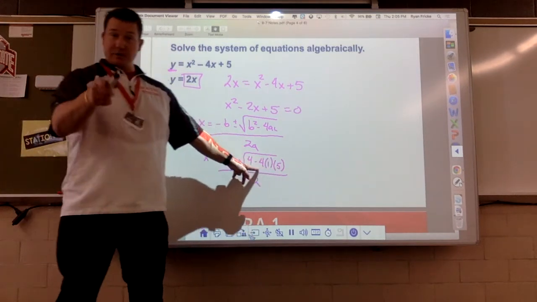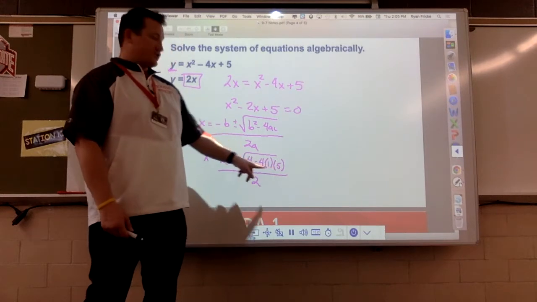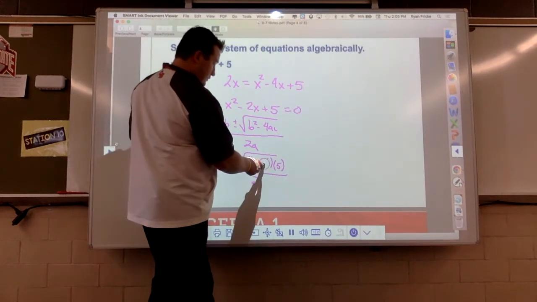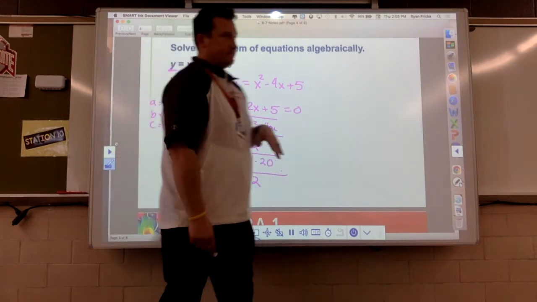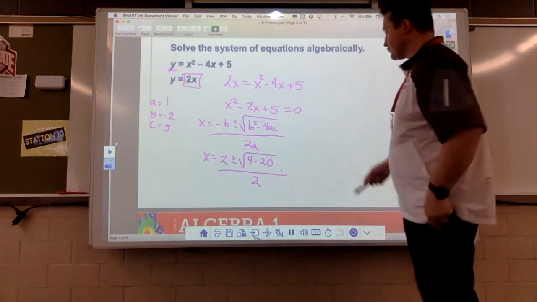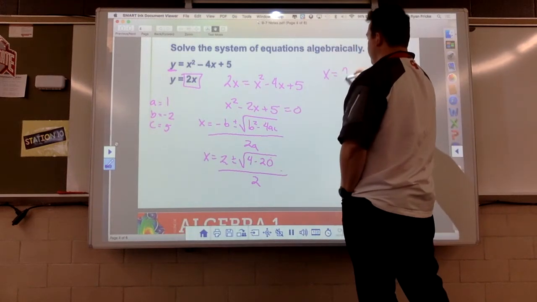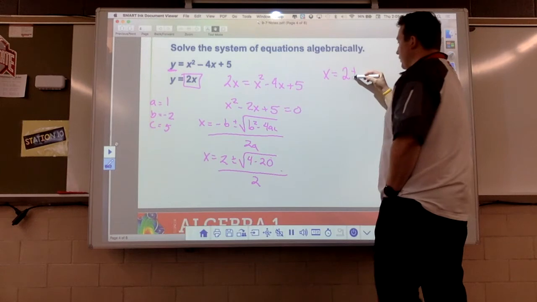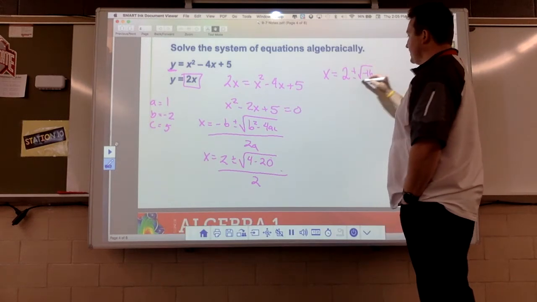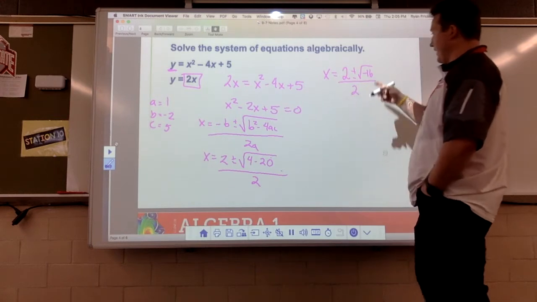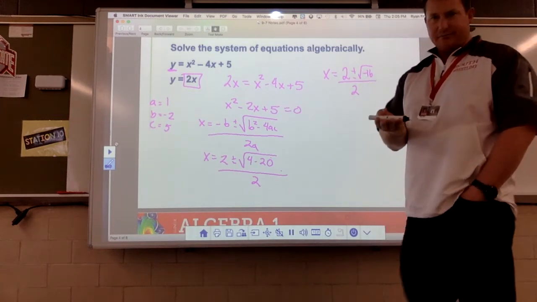Let's clean up our discriminant. That's our new word. Remember that from the other day. 4 times 1 is 4. 4 times 5 is 20. So this should turn into 20. Okay. 20. Great. Now what do we do? Well, we can probably mess with that a little bit. x equals 2 plus or minus the square root of negative 16 over 2, right? And that's the number 4, right? So I should simplify that down, shouldn't I?